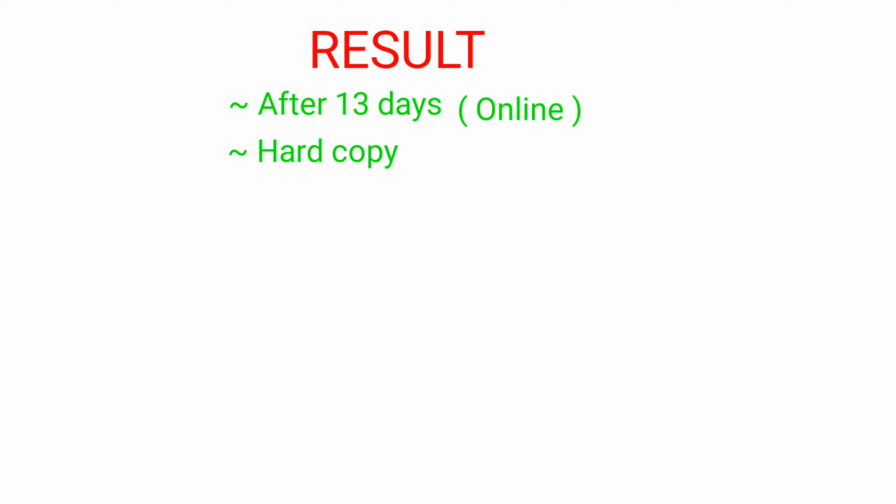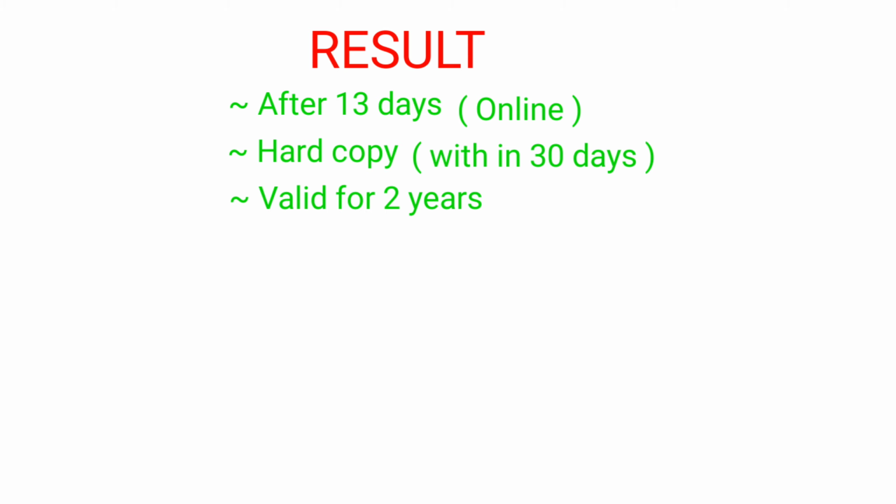Result. Once you complete all the modules in IELTS, after 13 days, you will get your score online. For this, you can check your result with your registration number on the website. Also, you will get a message on your registered mobile number and email as well. If you want a hard copy, you can get it after some time, like 30 days. And the result is valid for 2 years.